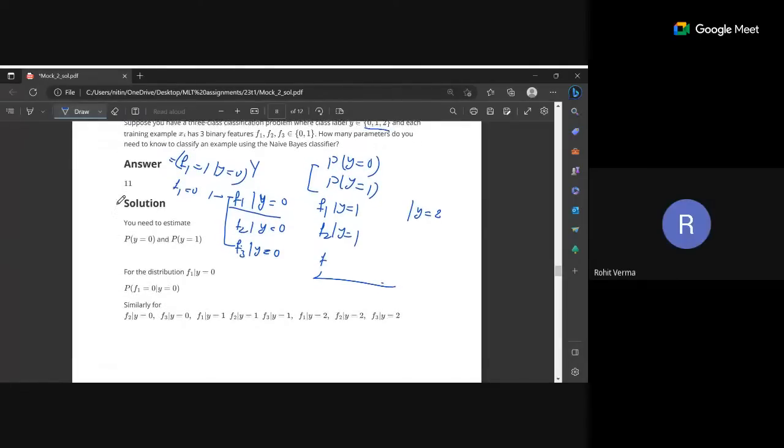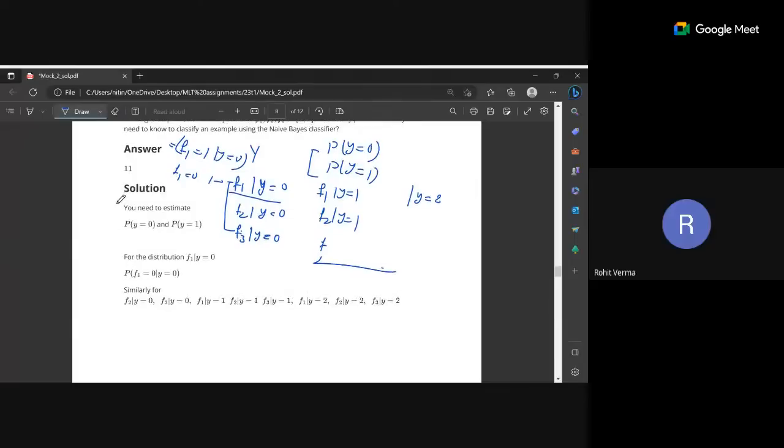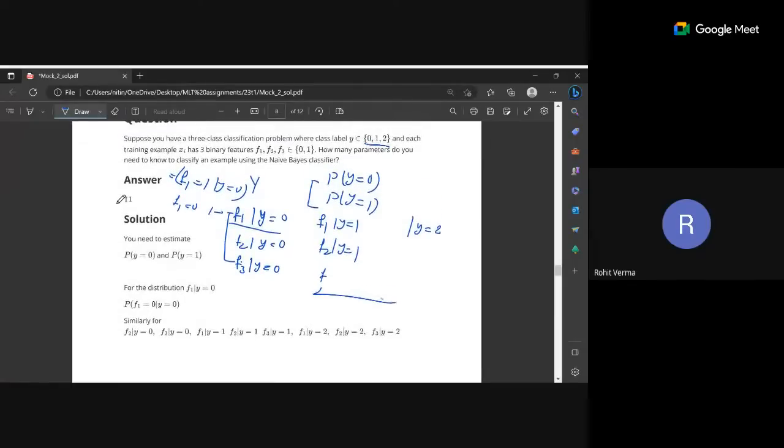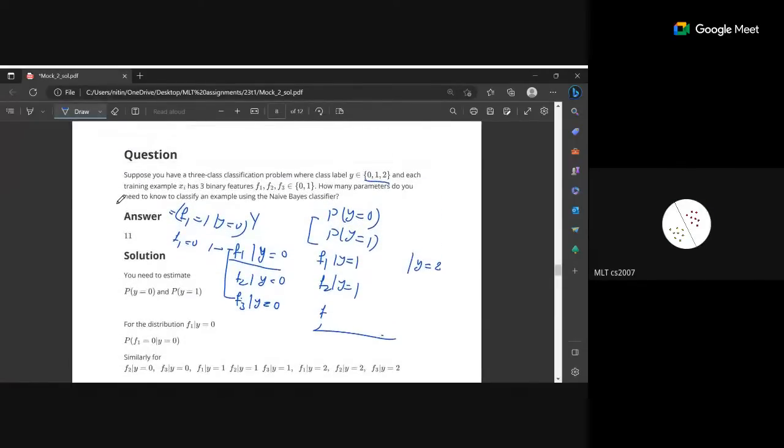I understood the 9 parameters, but the probabilities for y equal to 0, 1, and 2 are also there, no? If we calculate two of them, then the third one is automatically calculated, because the total sum is 1. Oh, got it. Right.